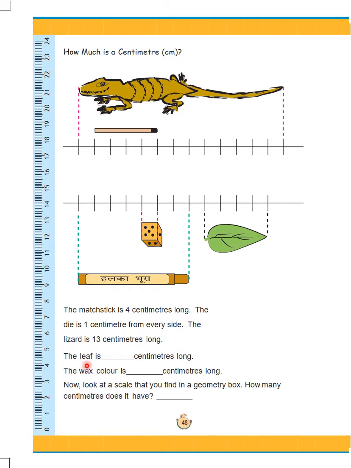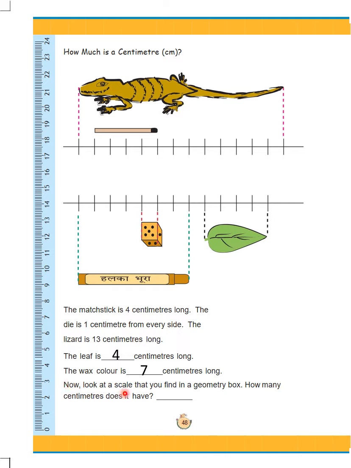The leaf is dash centimeter long. Count on the scale which is placed above the leaf. 0, 1, 2, 3, 4. Hence, the leaf is 4 centimeter long. The wax color is dash centimeter long. Counting the same way, 0, 1, 2, 3, 4, 5, 6, 7. We get the answer that the wax color is 7 centimeter long.